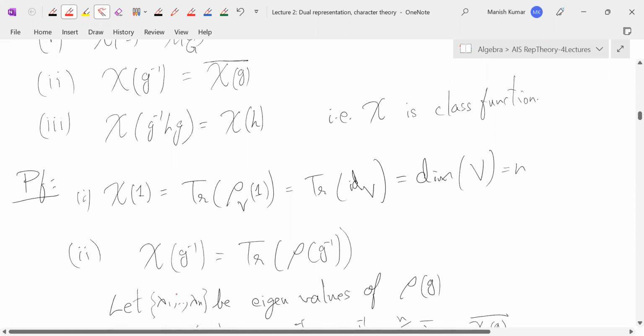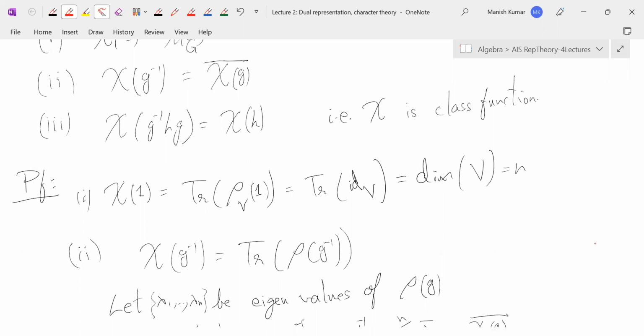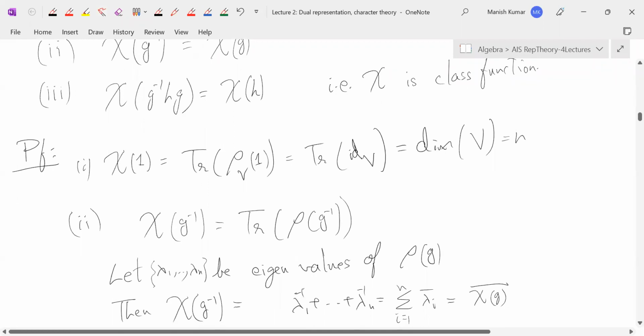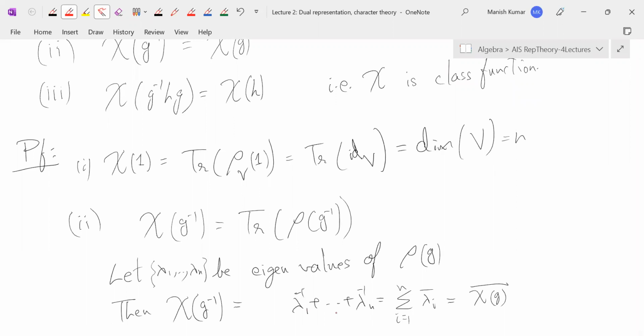Remember, we saw that rho g to the n is identity, where n is the order of g, or the order of the group as well. That tells you that rho g is a diagonalizable matrix. If you want to calculate the trace of the inverse, the eigenvalues are inverses of the eigenvalues, so you get the sum of lambda 1 inverse to lambda n inverse.